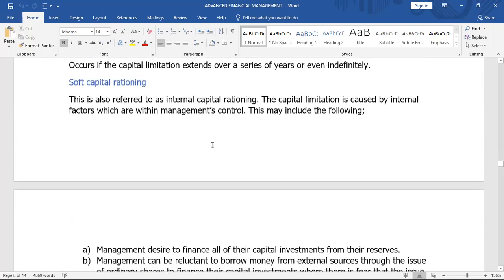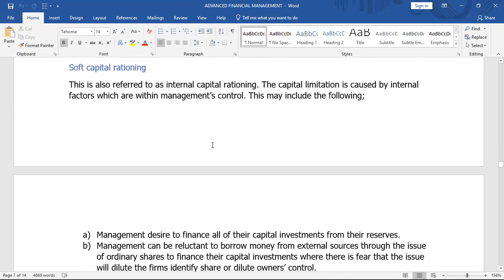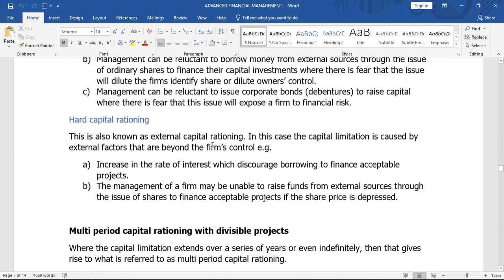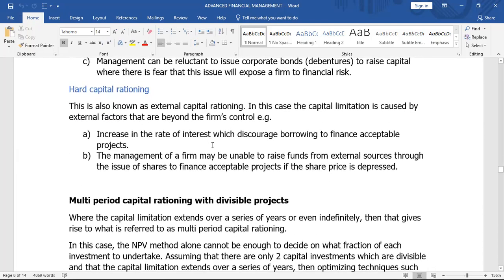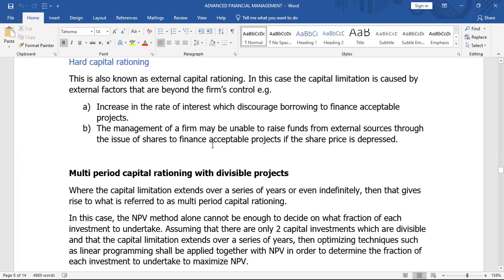For example, soft capital rationing is also referred to as internal capital rationing, and the capital limitation is caused by internal factors. They have given you the reason for that. When you go to hard capital rationing, it is also known as external capital rationing. In this case, the capital limitation is caused by external factors that are beyond the organization's control.